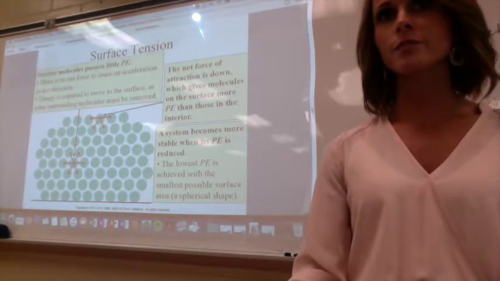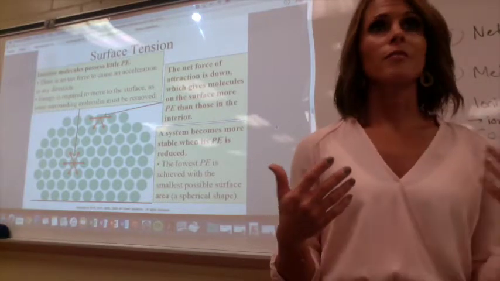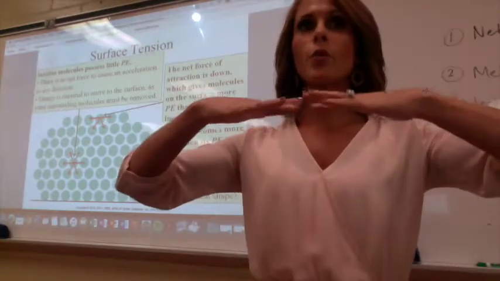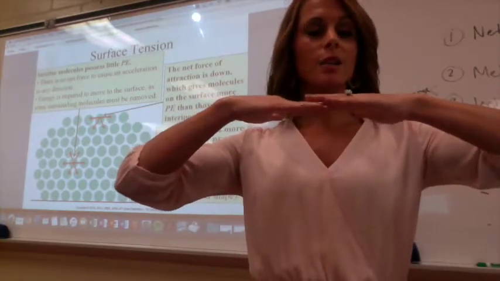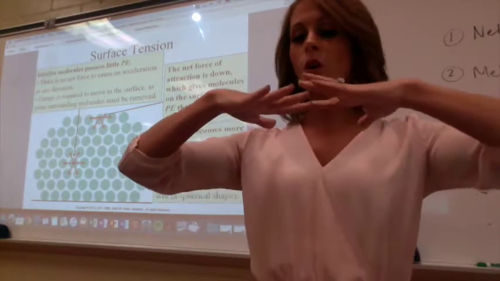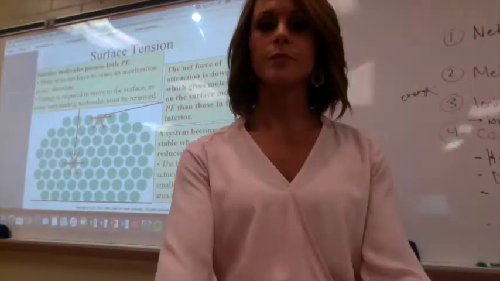Does that make sense? Surface tension is essentially how, and you know this, insects can walk on water, right? It creates almost like, with water, almost like a net. So you can envision like a really small butterfly net, where all of those little molecules are just holding on to one another.